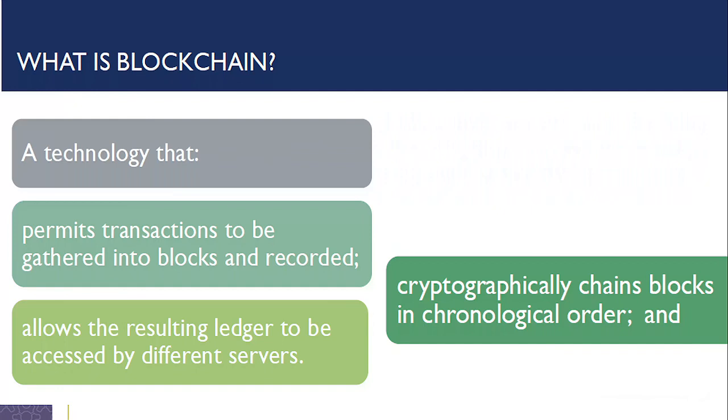What we mean by this is that before a particular block is formed or created, there needs to be some kind of hash function, or rather digital signatures, that need to be appended to these blocks when they are validated, so that at least we have unique and secure blocks. That's what we mean by cryptographically, and it allows the resulting ledger, right, to be accessed by different servers.